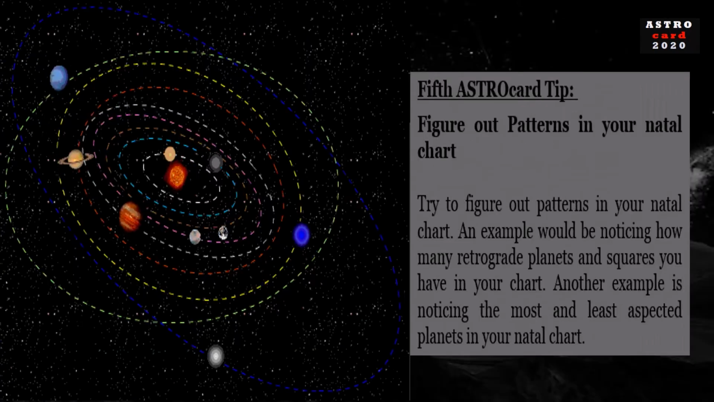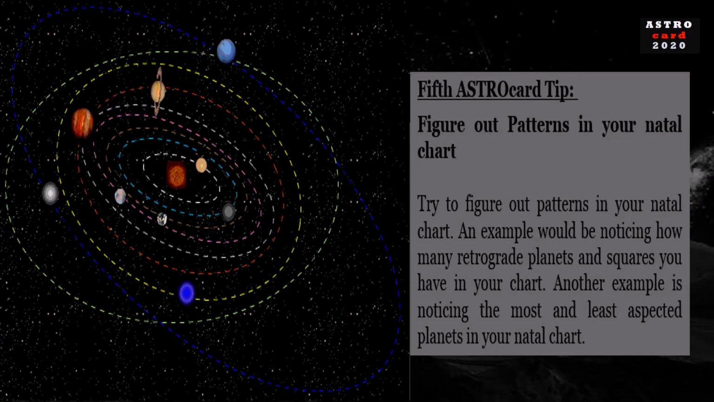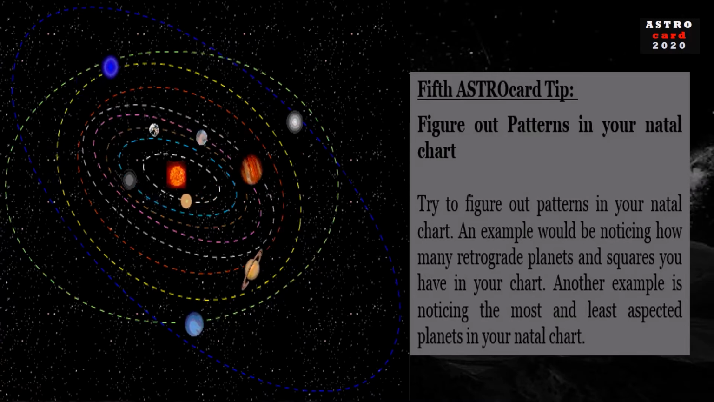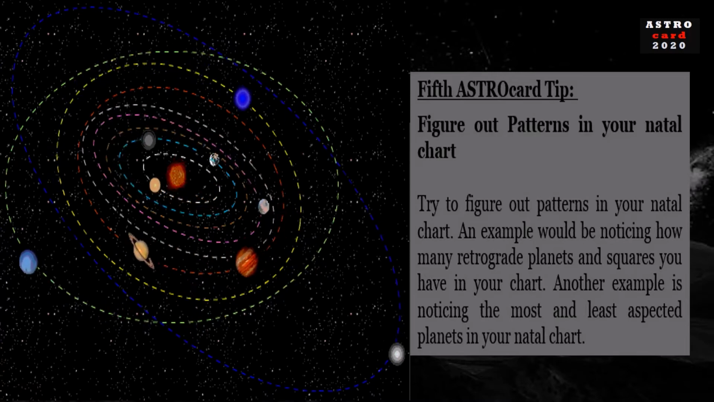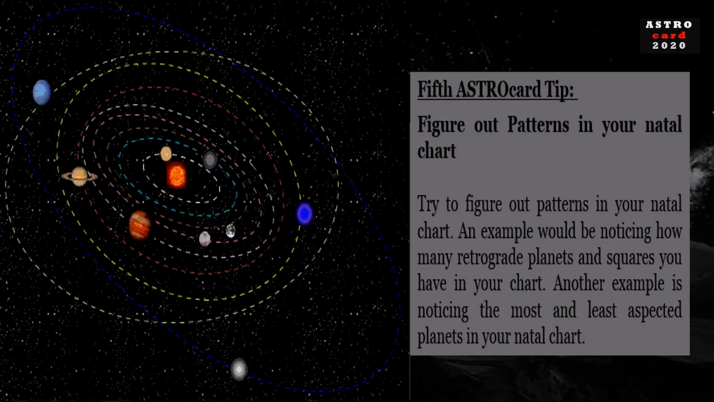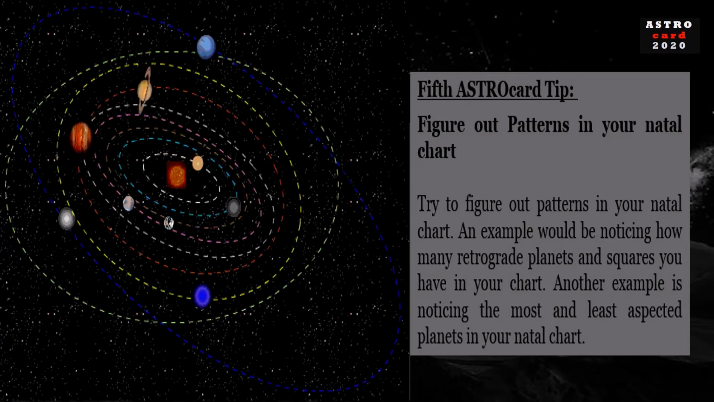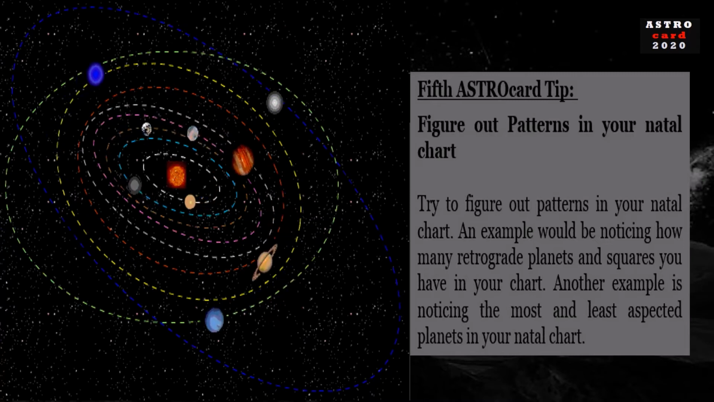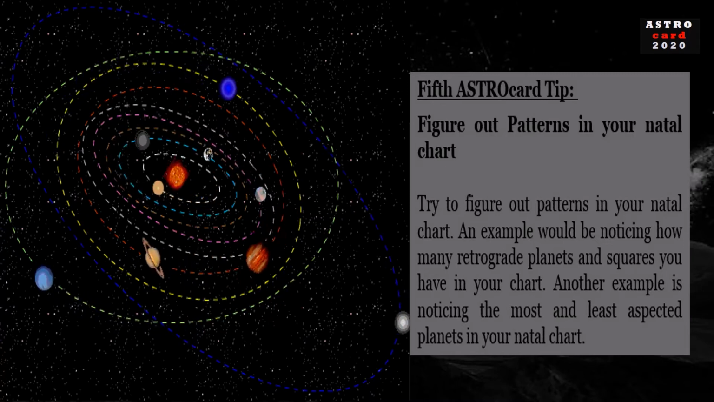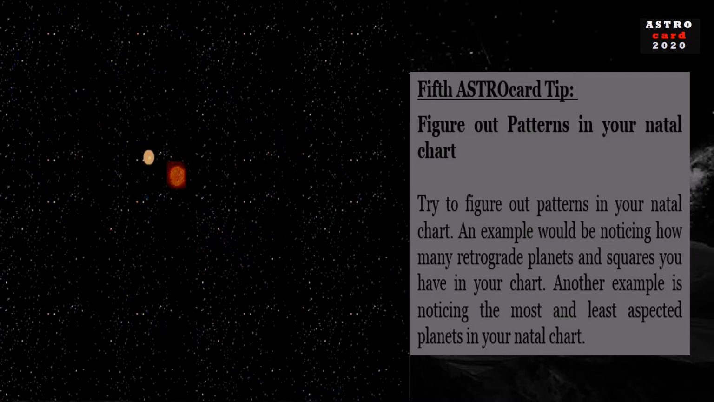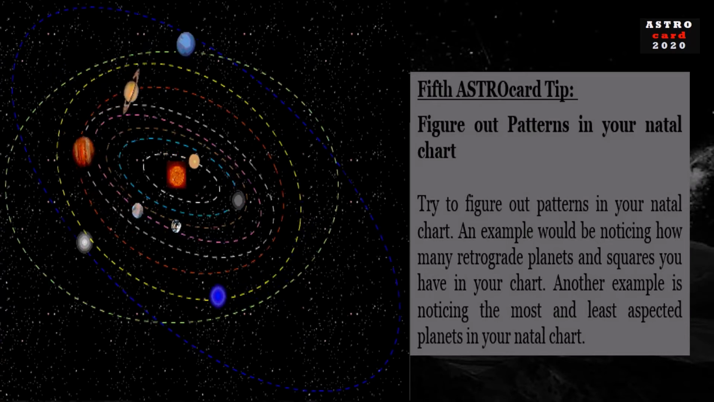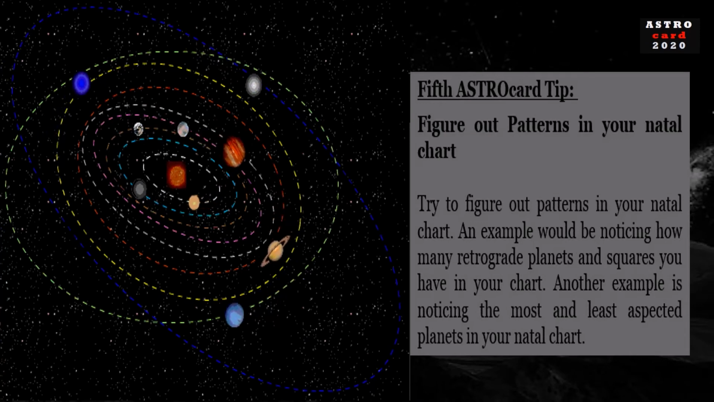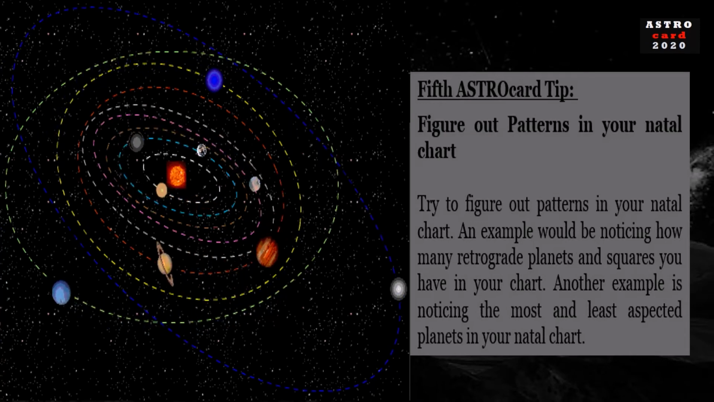And the fifth ASTROcard tip is to figure out patterns in your natal chart. Try to figure out patterns in your natal chart and other people's natal charts. For example, if you notice there are a lot of retrograde planets or a lot of squares in the chart, that's important. If you notice that there are a lot of trines or there is a lot of energy in a certain house, aka like a stellium or something like that, that's very important.